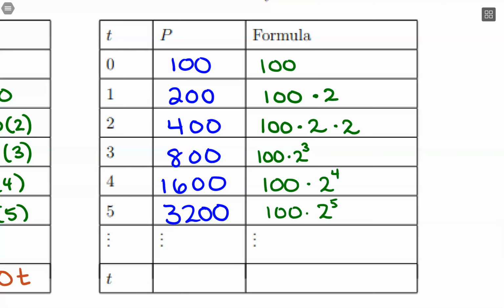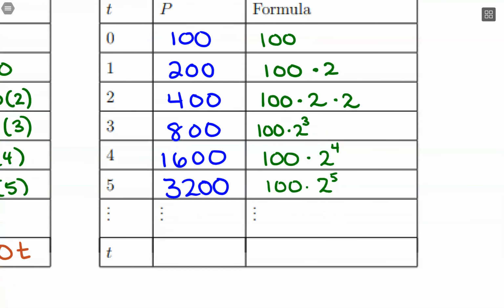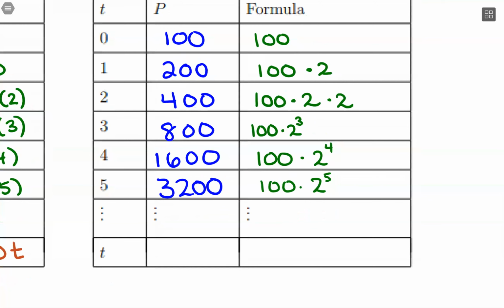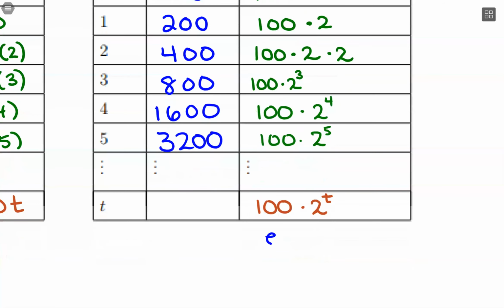So this idea that we're multiplying the results as our function changes, that's going to give us an exponential function. In general, with a variable t, we would have that starting value of 100 times this idea of doubling, and then our variable goes into the exponent, and that's what makes this exponential.